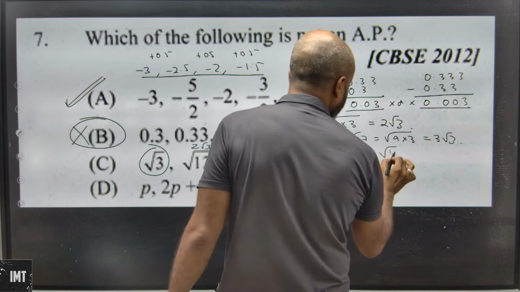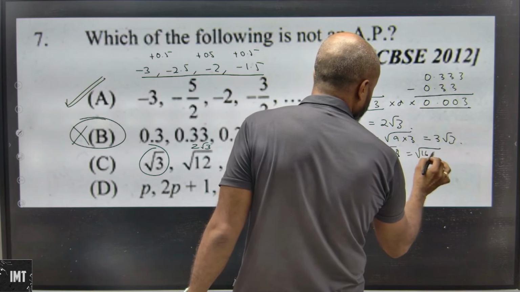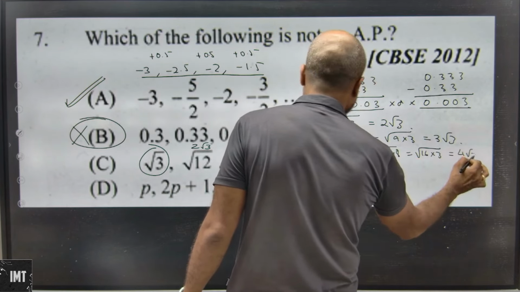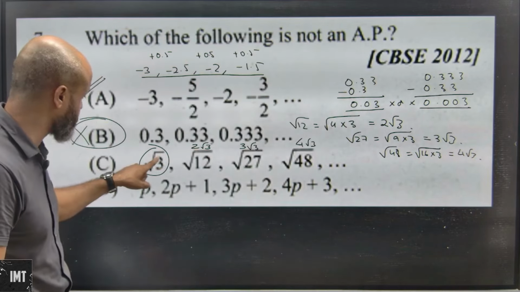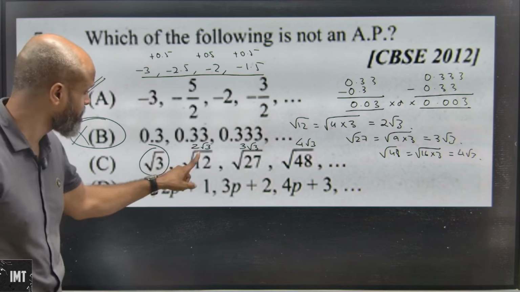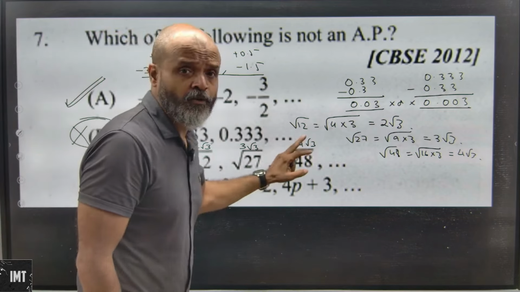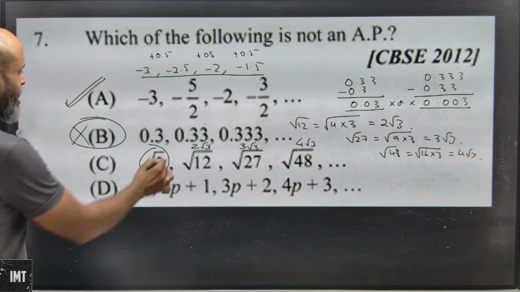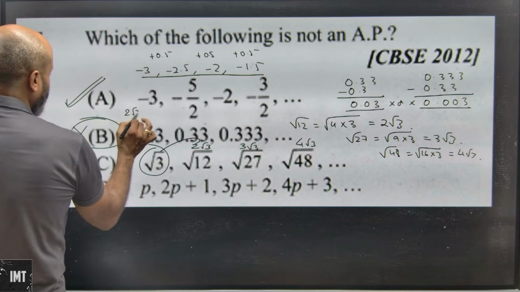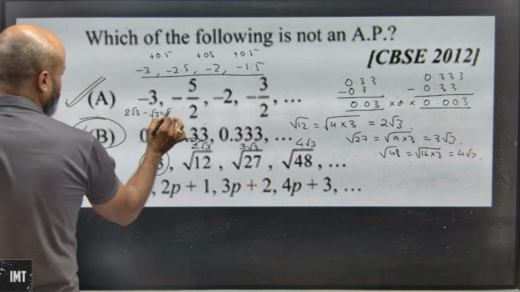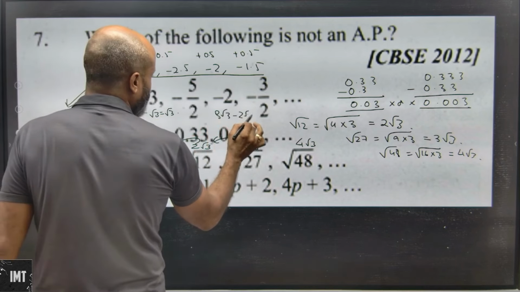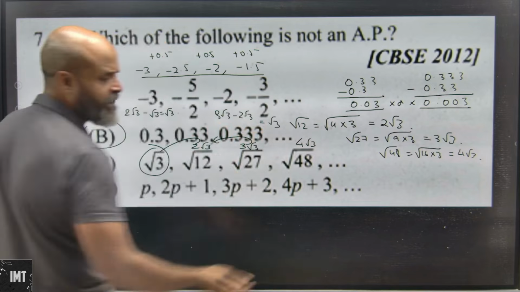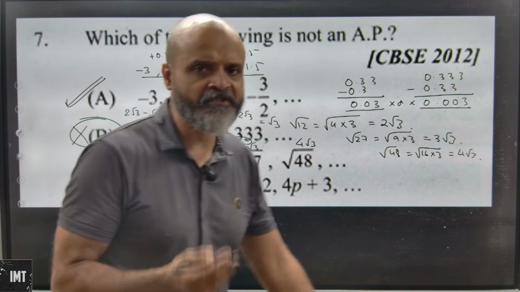What can under root 48 be written as? This is 16 into 3. That is 4 under root 3. So if you look at this, this is clearly an AP. Under root 3, 2 under root 3, 3 under root 3, 4 under root 3. This is an AP. Why? Because 2 under root 3 minus under root 3 gives you how much? Under root 3. 3 under root 3 minus 2 under root 3 gives you how much? Under root 3. So this is definitely an AP because the common difference is the same.